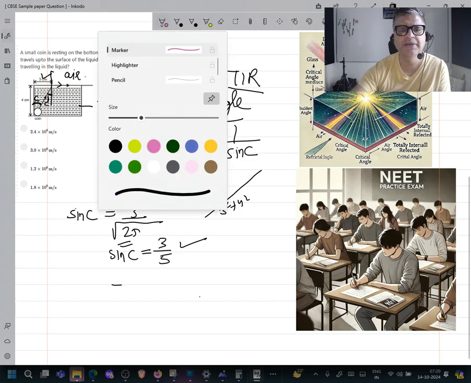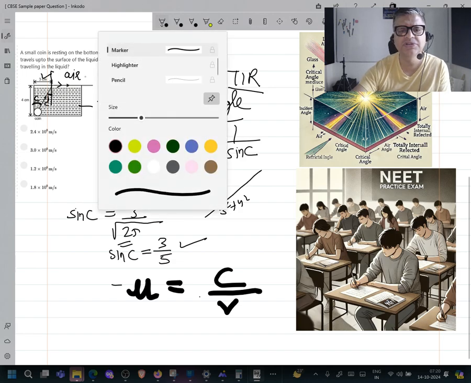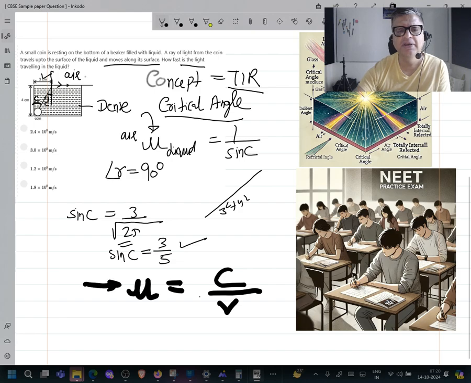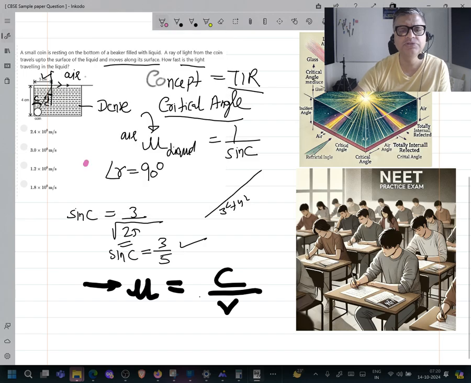So mu of the medium is given by the velocity of light in vacuum divided by the velocity in the medium. This is the right way to write it actually, but it's okay if you don't. You know already your mu is equal to 1 upon 3 by 5, so mu will become the reverse. If sine C is 3 by 5, mu is 5 by 3.